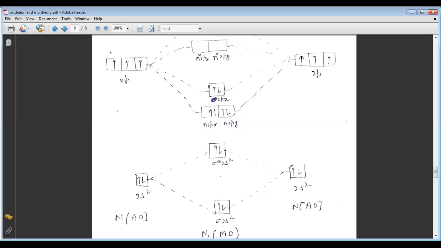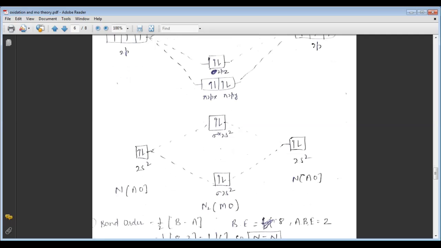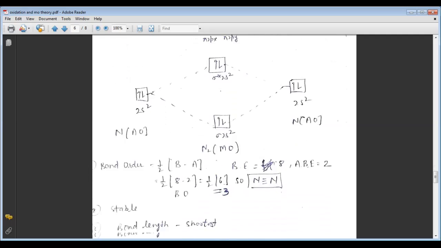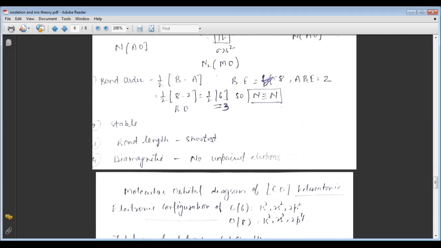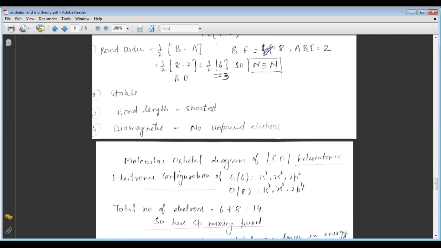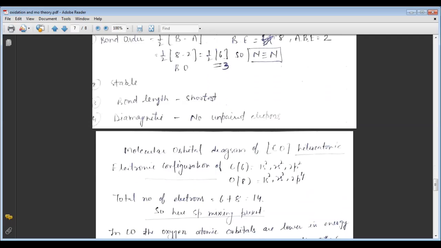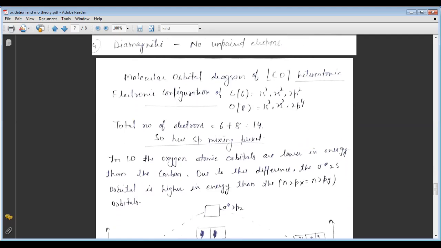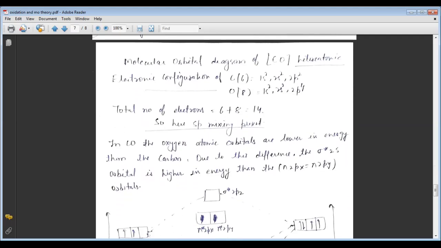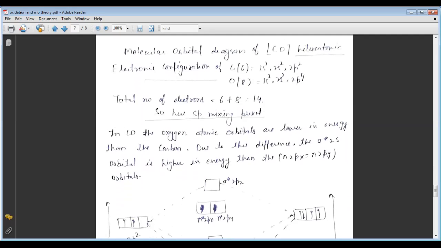So now this is the example of N2, and we know that both are examples of homoatomic nuclear molecules. Now come to the next example, which is related to the heteroatomic nucleus. Here the most important example is CO, carbon monoxide, and another example is NO. It is another example of a heteroatom.